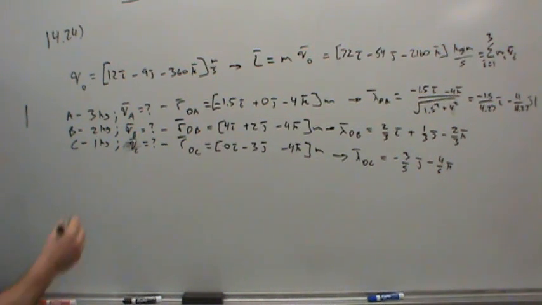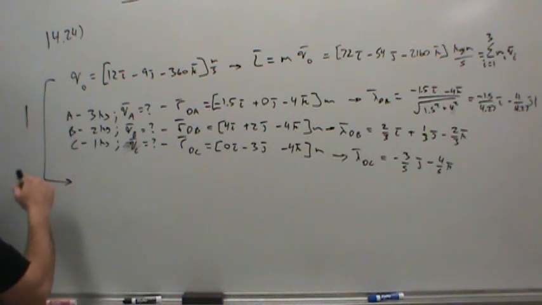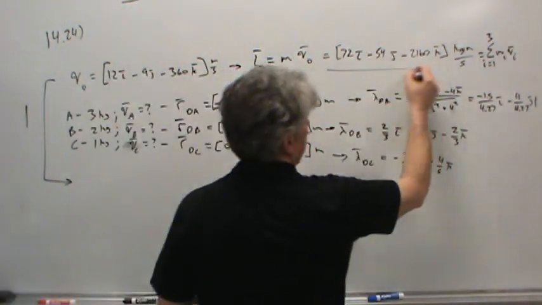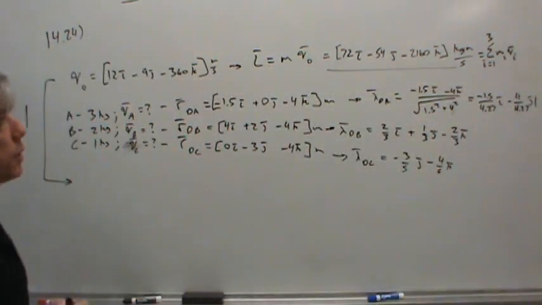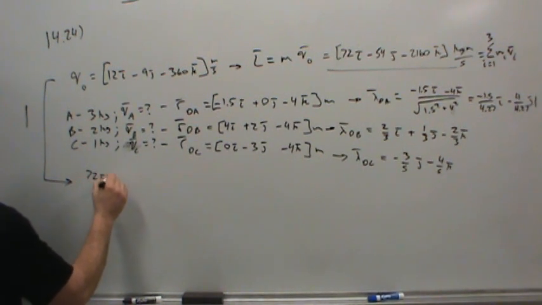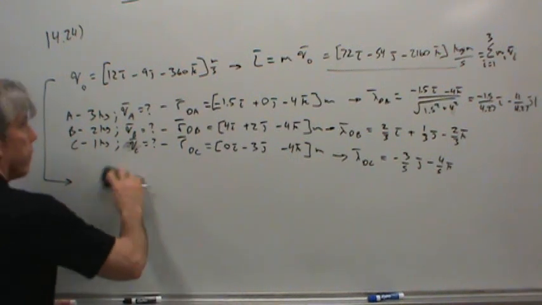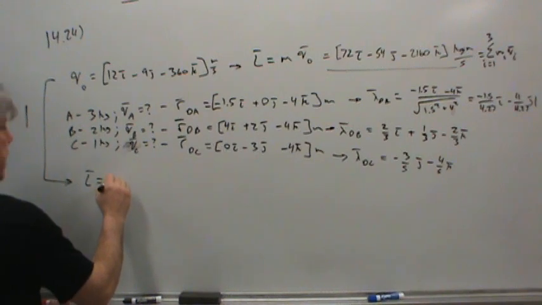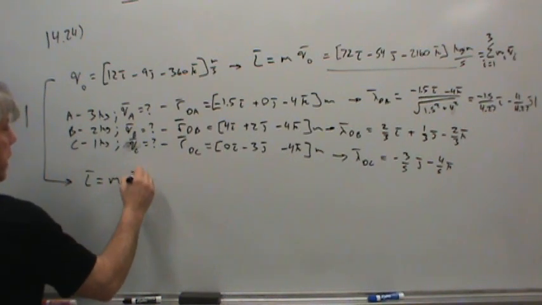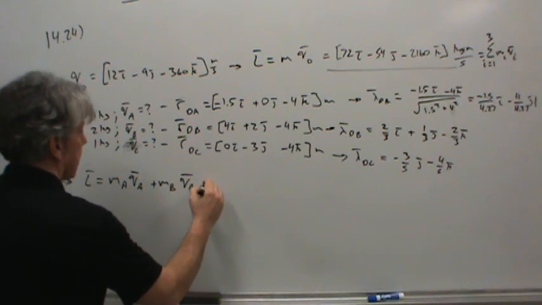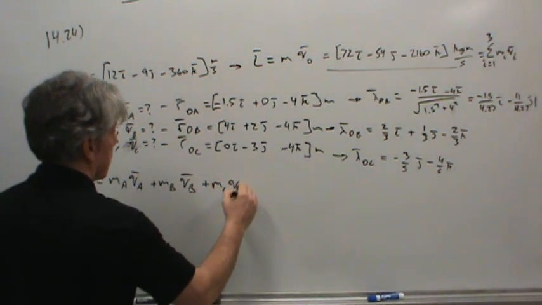But basically what I'm saying is that the linear momentum after the explosion must be equal to that which is before the explosion. So this would be what? 72I minus, well, let me just write it this way. L bar equals, and let's expand it out, mass of A times the velocity of A after explosion plus mass of B, velocity of B after explosion plus mass of C, velocity of C after explosion.